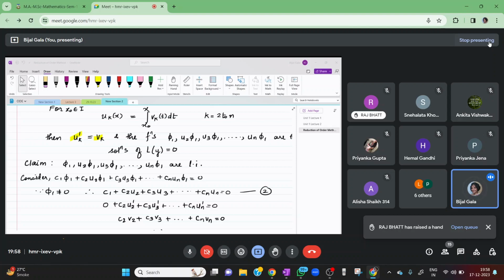Yes, please. Okay, this is a little general thing, but if you check your syllabus, reduction of order is given in the nth order unit and also in the second order unit. So I've done it for both and taken it together. This topic was actually overlapping in both units, so I took it together. I've not done it unit wise. I hope that is fine with everyone.